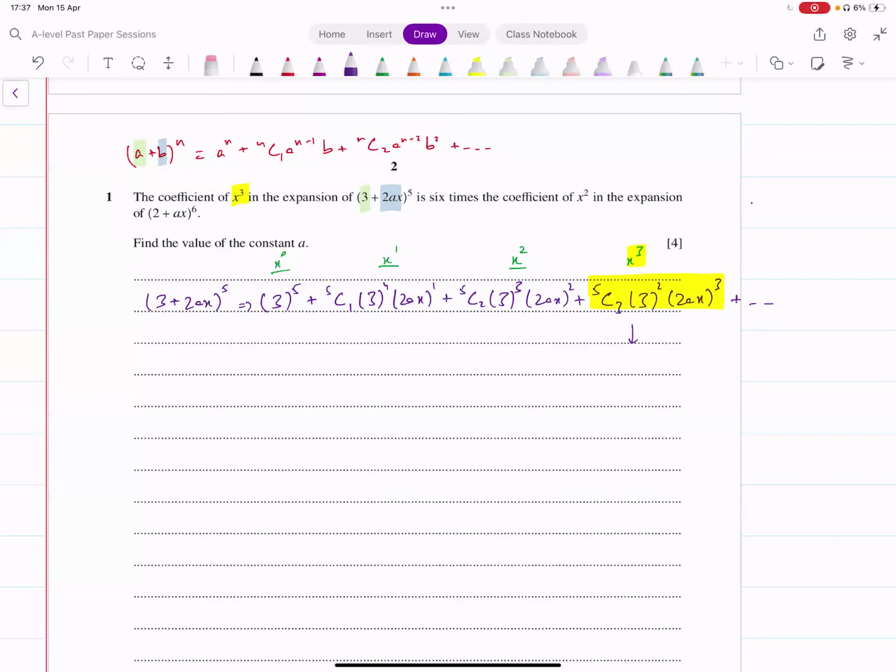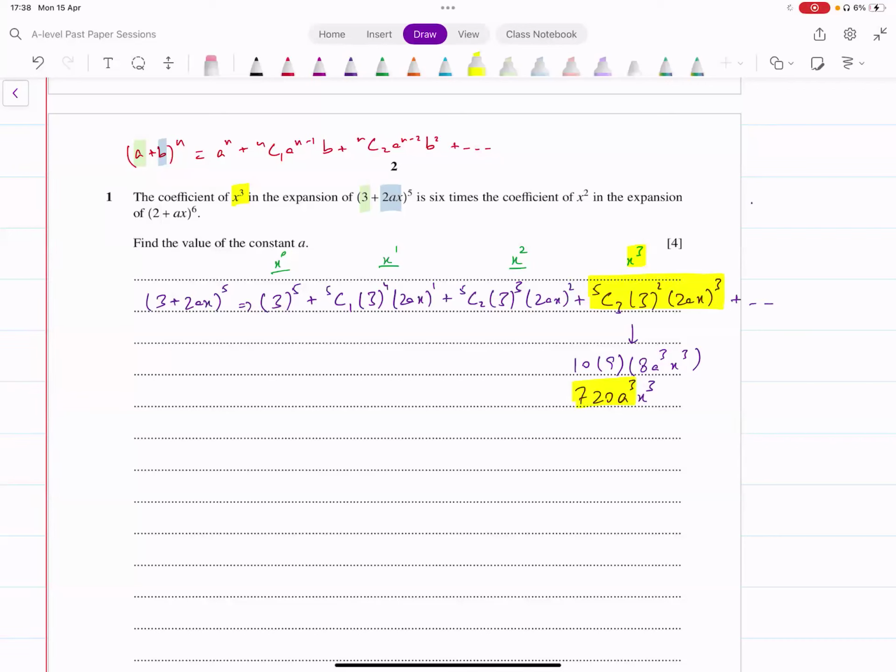You see what 5c3 gives you? 5c3 is going to be 10. 10 into 3 squared, that's 9. Into 2 cubed, that's 8. So that's 8a cubed into x cubed. What does that simplify to? 90 into 8, that's giving me 720. So this simplifies to 720a cubed x cubed. This is the whole term. The coefficient is going to be just this part, 720a cubed. That's the coefficient of x cubed.